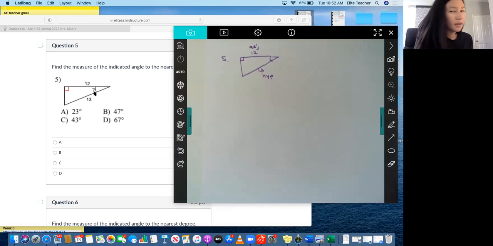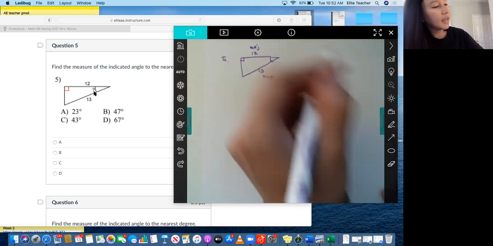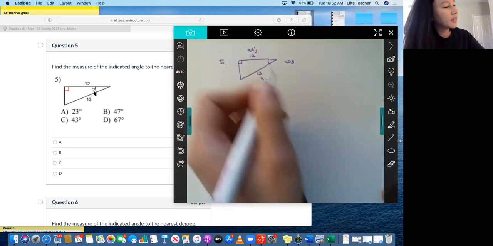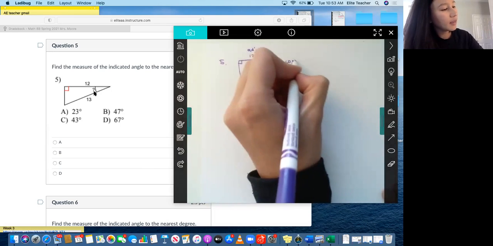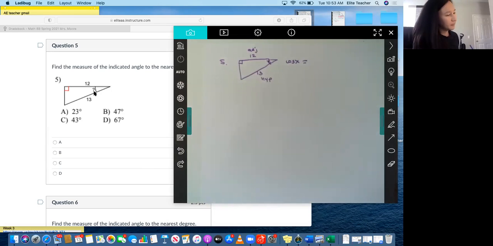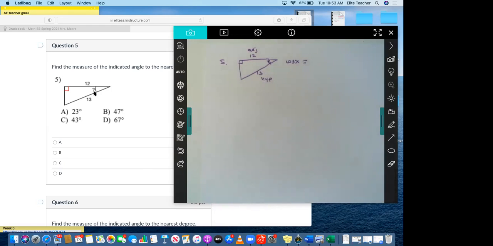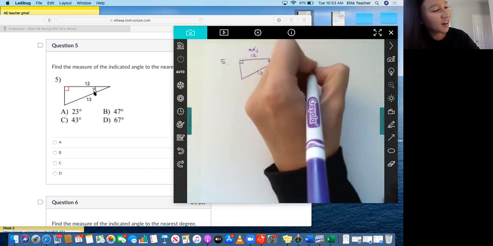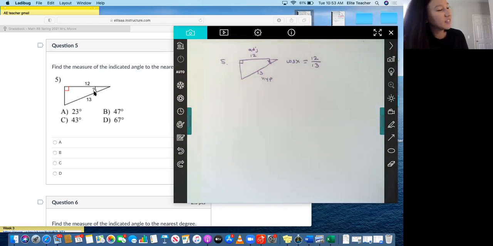Cosine. I was gonna say, go ahead. It's cosine. Yep, it's cosine. Excellent, thank you. So we're gonna take the cosine of our angle x equals what, Elijah? Our adjacent over our hypotenuse, which is 12 over 13.